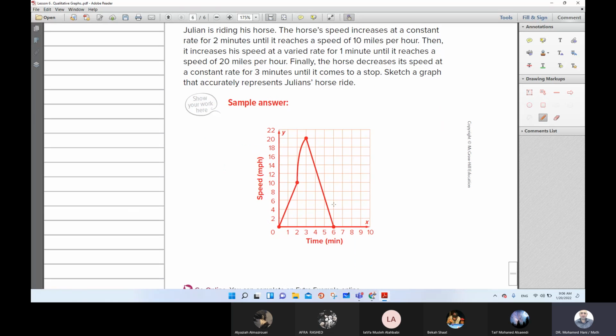As you see, here we have the x-axis, the time in minutes. Here we have the y-axis, which represents speed in miles per hour. Here we have increasing at a constant rate. And here we have increasing at a varied rate. And here we have decreasing at a constant rate.